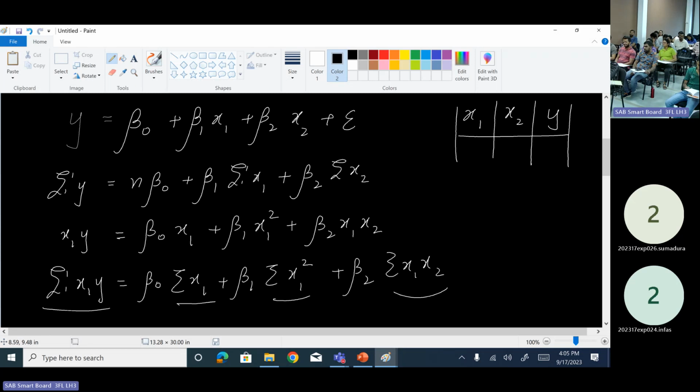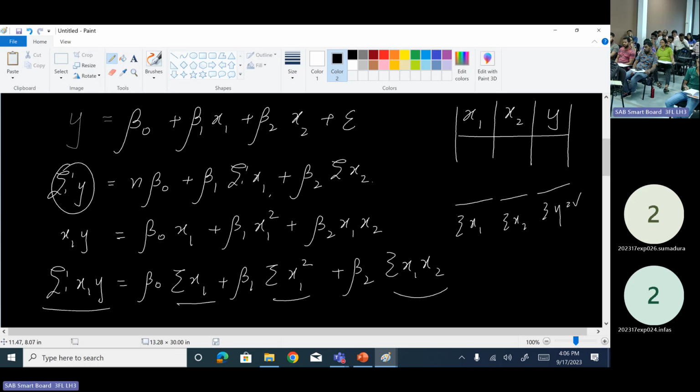You multiply, you got it. Now if you want to get this, what do you need? Sigma y is needed. This column is there, so you can get sigma y. The n is needed: how many rows are there? That is your n. Sigma x1 is needed: the x1 column is there, you add this and get sigma x1. Sigma x2 is needed: the column is there, you add this and get sigma x2. So all these pieces are available, and you can get one equation.